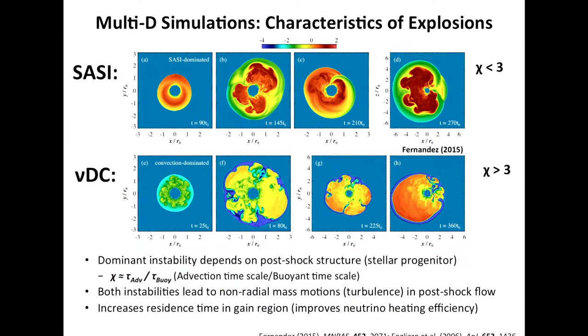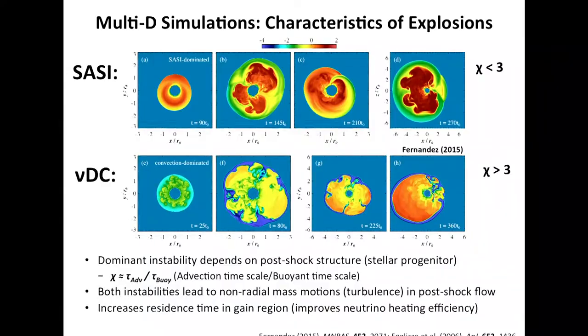The standing accretion shock instability, called SASI for short, and neutrino-driven convection typically develop in different regimes, and it depends on the structure of the progenitor. If you consider the advection time as the time a parcel spends between the shock and the gain radius, and the buoyancy time, the time for convective bubbles to develop. If this advection time is fast, perturbations will be just swept into the gain layer, and in that case, the standing accretion shock instability develops. So simulations have shown that when this ratio is less than 3, then the standing accretion shock instability will dominate. Typically, that's for more massive stars. And for this parameter larger than 3, neutrino-driven convection will develop.